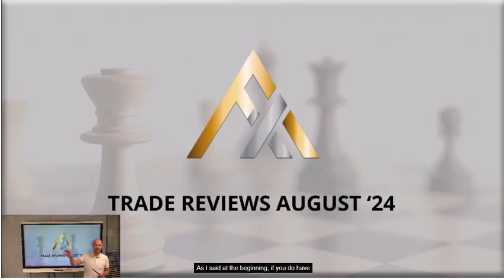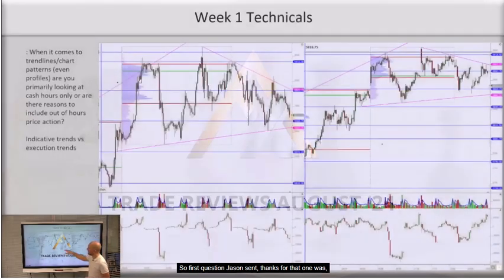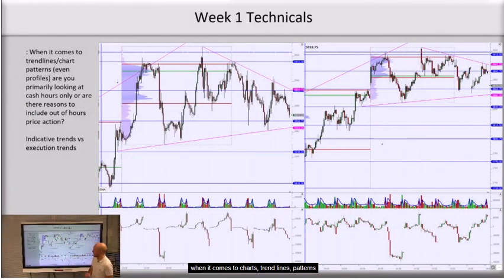Right, as I said at the beginning, if you do have questions, fire them in the group. I can cover any of them off in these sessions. We're also going to have a look at what is currently going on and how that relates to what we've currently been doing. So, first question Jason sent, thanks for that one, was when it comes to charts, trend lines, patterns, or even profile, are you looking at cash hours or outside of cash hours, basically?